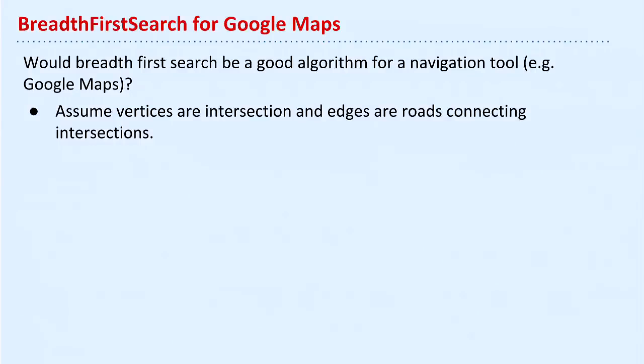So question for you. Would this be a good algorithm for navigation tools like Google Maps? I'll let you think about that. Assume the vertices are intersections and the edges are roads that connect those intersections.